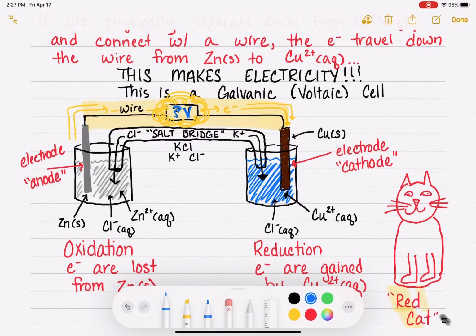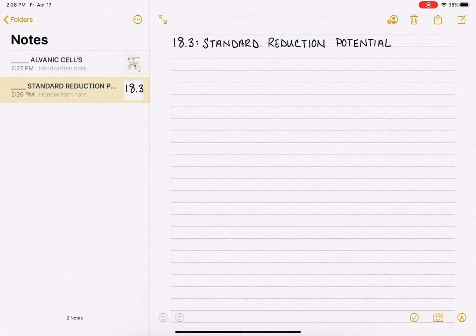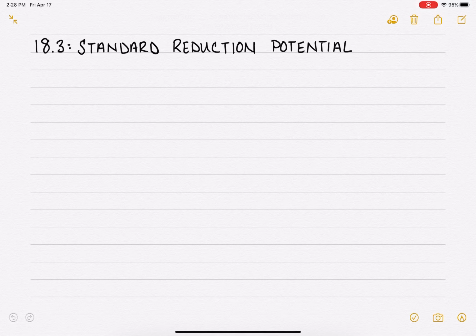And so what we're going to learn to do next is, number one, figure out how much voltage is passing from one half reaction to the other in a galvanic cell. And then number two, and this is the really exciting part, figure out what combination of oxidation and reduction you need to get a specific amount of voltage. So all of this is in section 18.3, standard reduction potential.